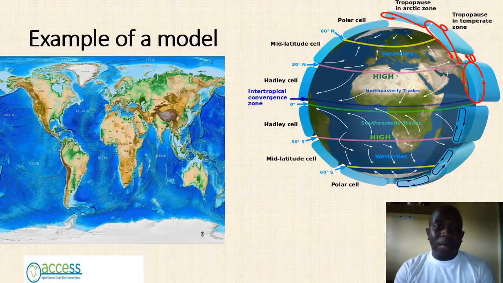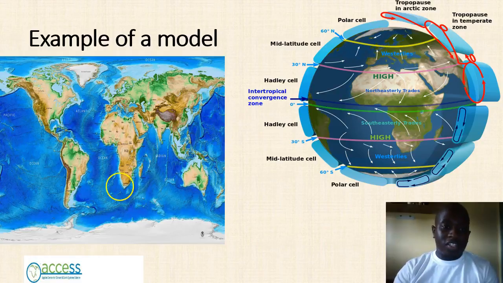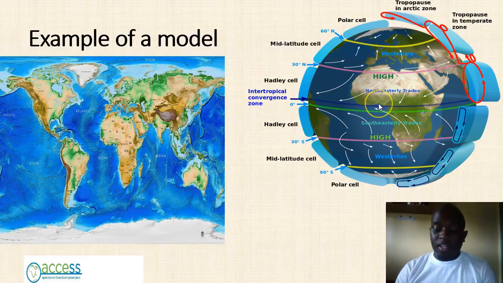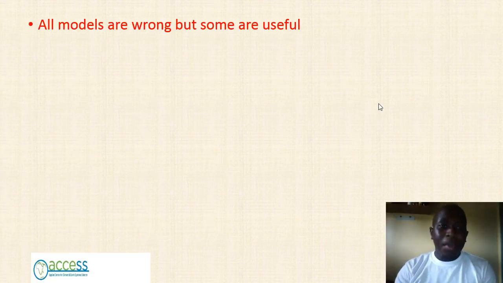A model is a simple or a better explanation of an idea, object, or a system. Here, our example is an earth system. An earth system has been shown in two phases, in a flat earth and in a spherical earth. Remember, I said all models are wrong, but some are useful.